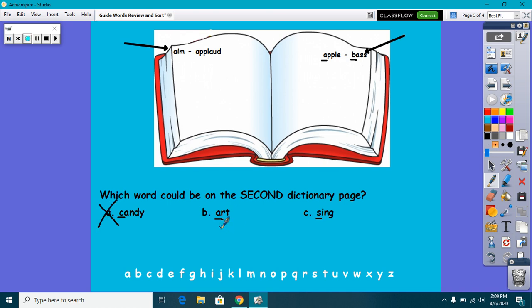Here's the word art, which starts with an A, and you can see up here, apple starts with an A as well. And so I'm going to say this is probably going to go on this page, but we always look at all the answer choices just to make sure. Our last choice is sing, which starts with an S. Now we know we have A and B, and S is way over here in the alphabet, far away from A and B, so it's not going to be on this page. So we can go back to art, and we know art comes between apple and base in ABC order, so it is our answer. It could be on this page.